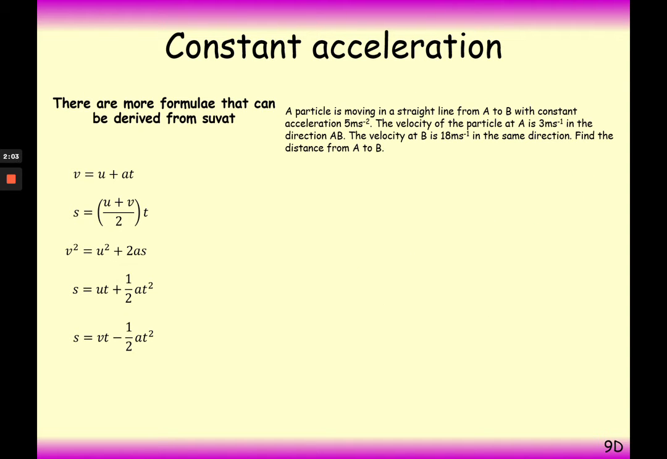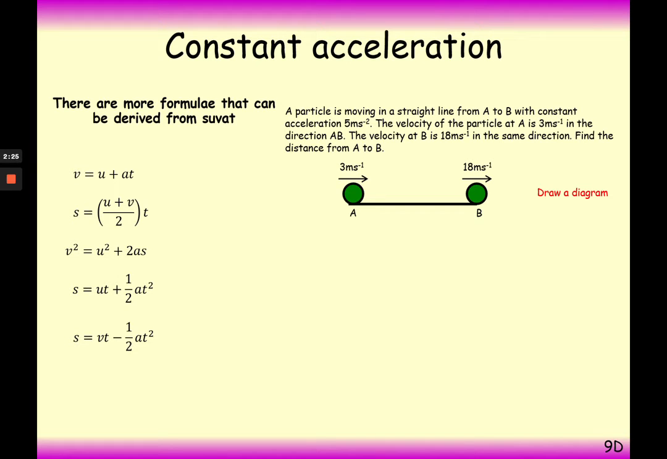First question, a particle is moving in a straight line from A to B with constant acceleration of 5 meters per second squared. The velocity at A is 3 meters per second in the direction of A to B. The velocity at B is 18 meters per second in the same direction. Find the distance. So we'll start off by drawing a diagram. Again, all pretty simple, 2 particles with the speeds of 3 meters per second and 18 meters per second.